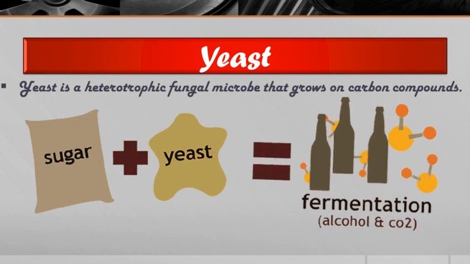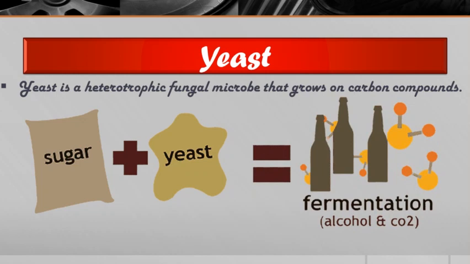is called fermentation. Okay, so here the equation written is: sugar plus yeast gives us alcohol and carbon dioxide. That means carbohydrate is converting into alcohol and carbon dioxide, and this process is called fermentation, right?